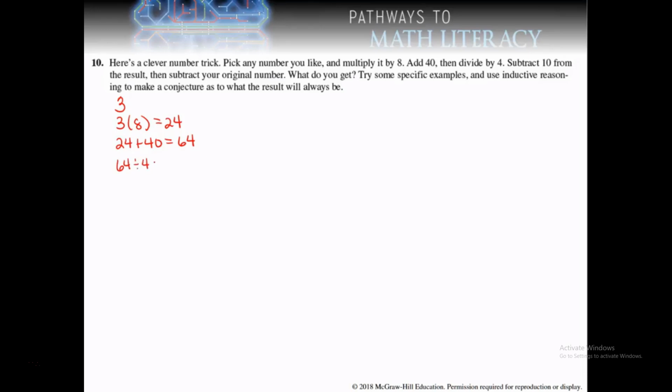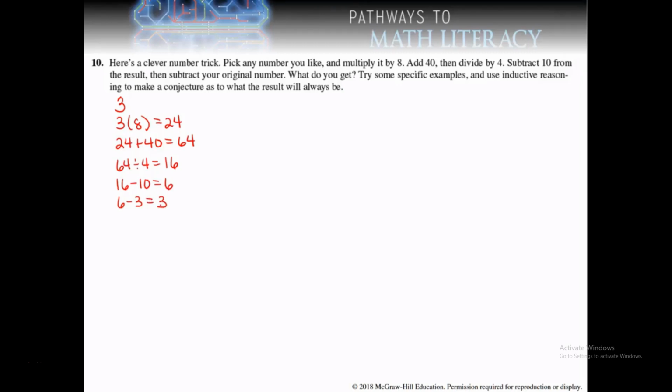Then it says subtract 10 from that result. So 16 minus 10 gives me 6, and then subtract your original number. So I'll take that 6 and I'll subtract my 3, and that gives me 3, which is the number that I started with. Let's try it again with another number, maybe 5.